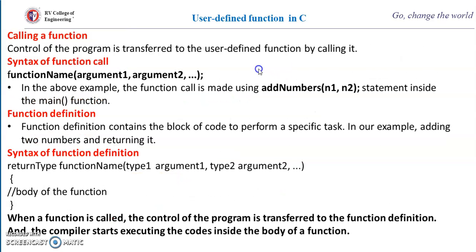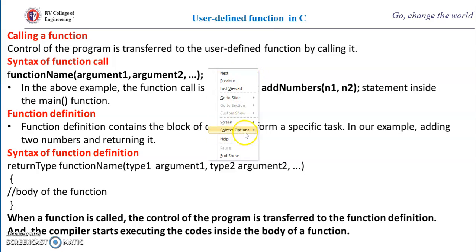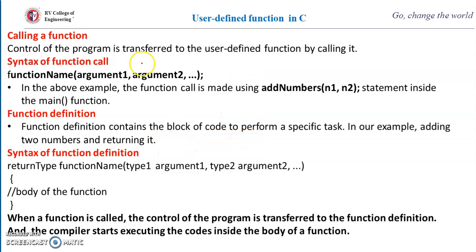Next is the calling function. The calling function will be written inside the main function. And what is the syntax of a function call? The syntax of a function call is we write the function name, and here we write argument 1, argument 2. Here we will not write the type, okay, we will just write argument 1 and argument 2. So in the above example, the name of the function was add numbers, and the arguments we are giving are n1 and n2, or you can give any other names, okay. This whole thing will be written inside the main function, okay.